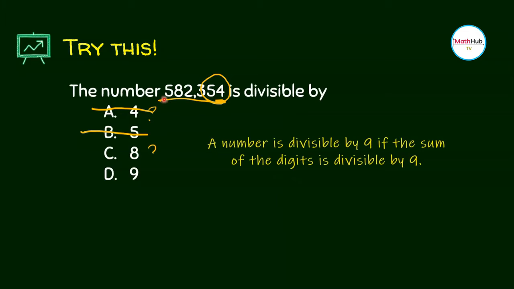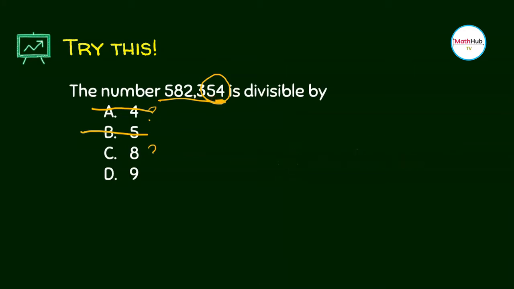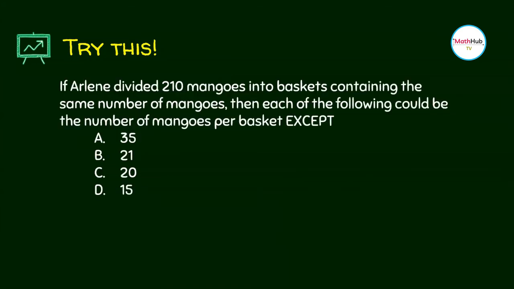We add the digits, right? Check if the sum of the digits is divisible by 9. So we have 5 plus 8, 13, plus 2, 15, plus 3, 18, plus 5, 23, plus 4, 27. There you go. 27 is divisible by 9. So the answer is letter D. For this one, again, pause the video and then come back to it after you have solved the problem. Assuming that you have already answered this, let us now discuss.